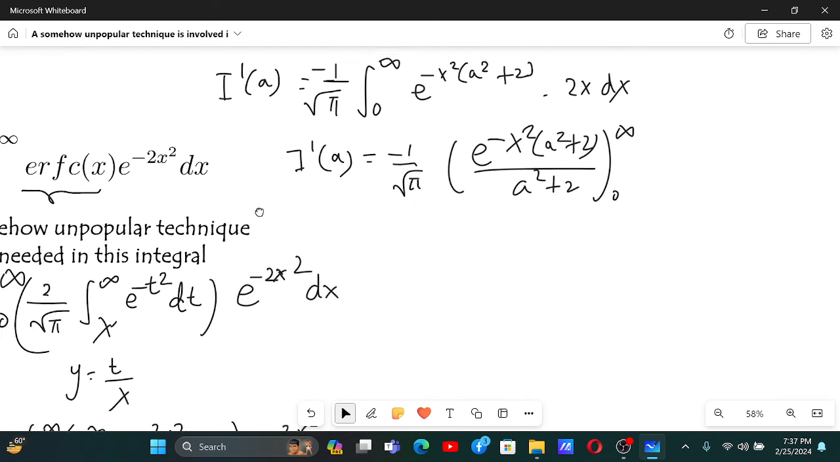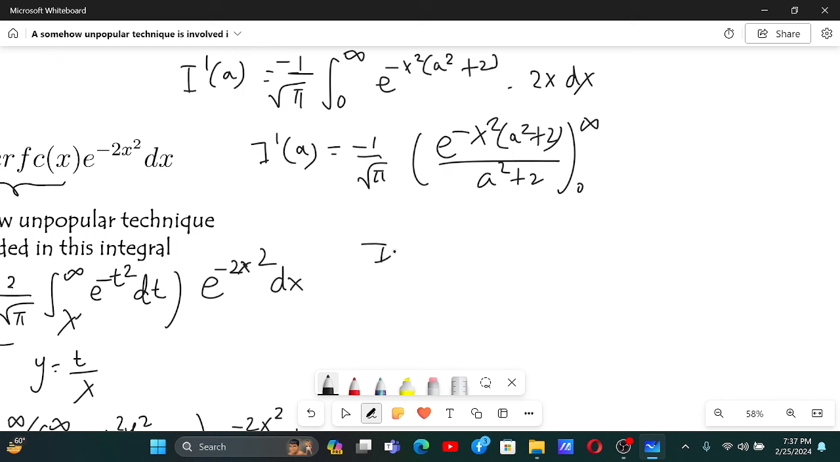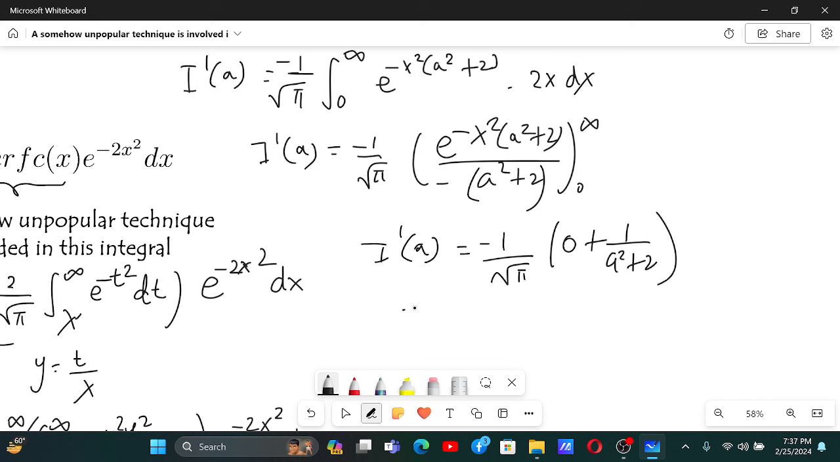So now we have I dash of a as minus 1 by root pi. Now this is 0. Okay, so I do have minus 1 over here, I'm sorry for that again. This is minus 0 plus 1 by a square plus 2. Now if I integrate this to get I of a, we have minus 1 by root pi times 1 by root 2 tan inverse a by root 2 plus c.